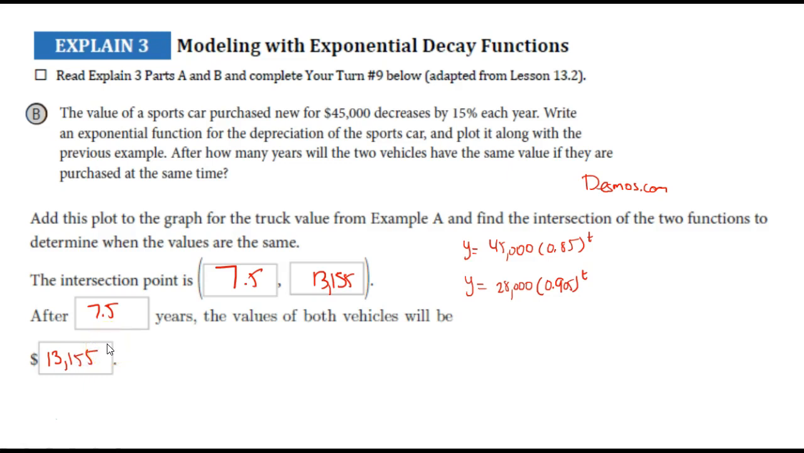Okay, stop here and do the Explain 3 that's in your packet, and we'll come back to go over the next section, B.